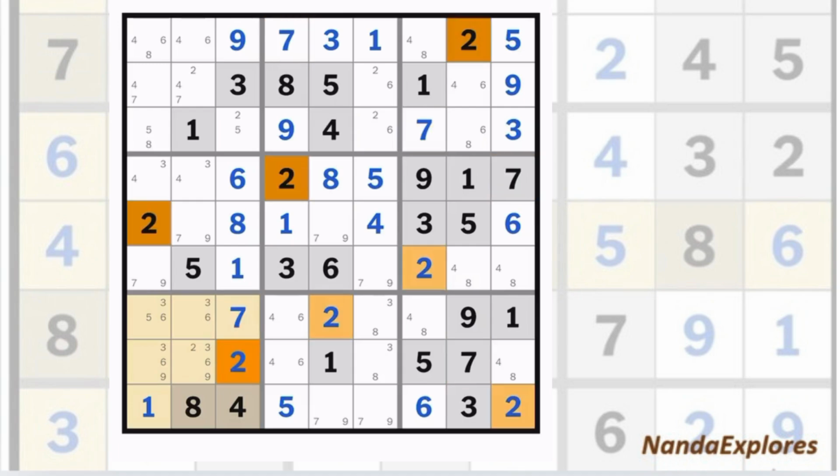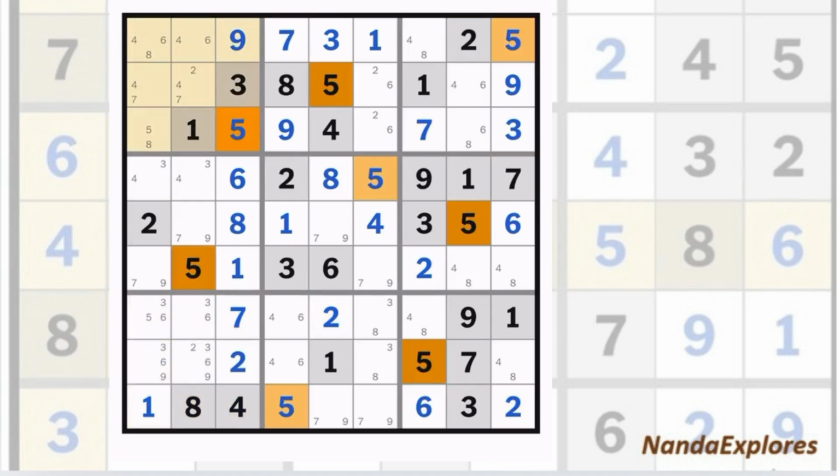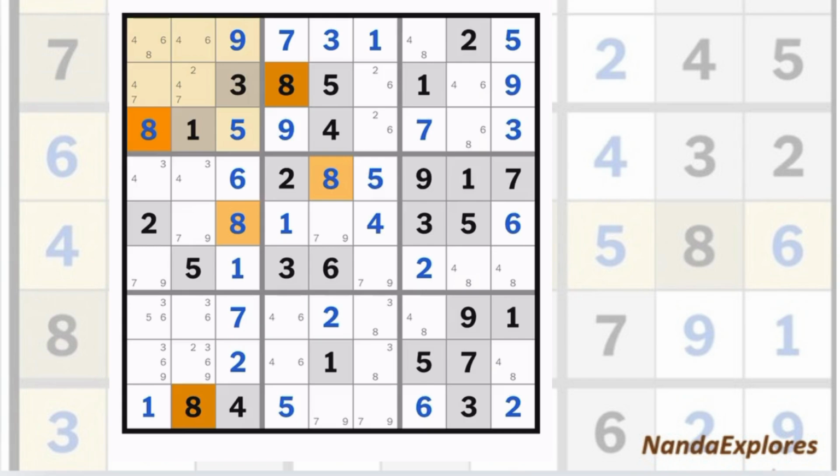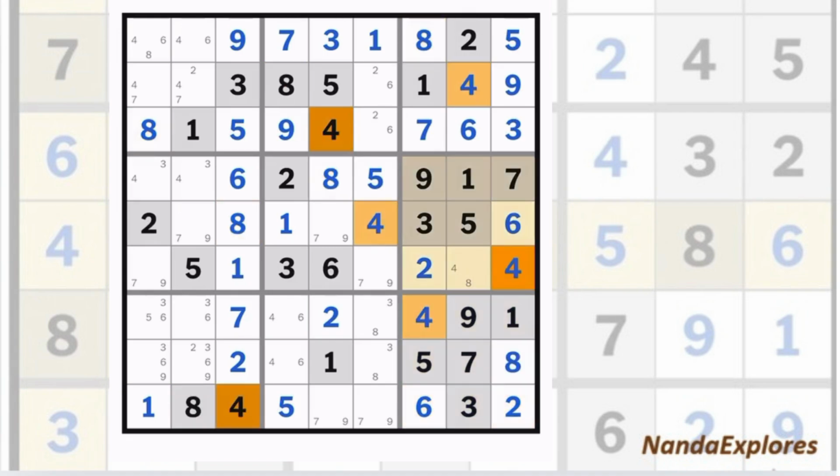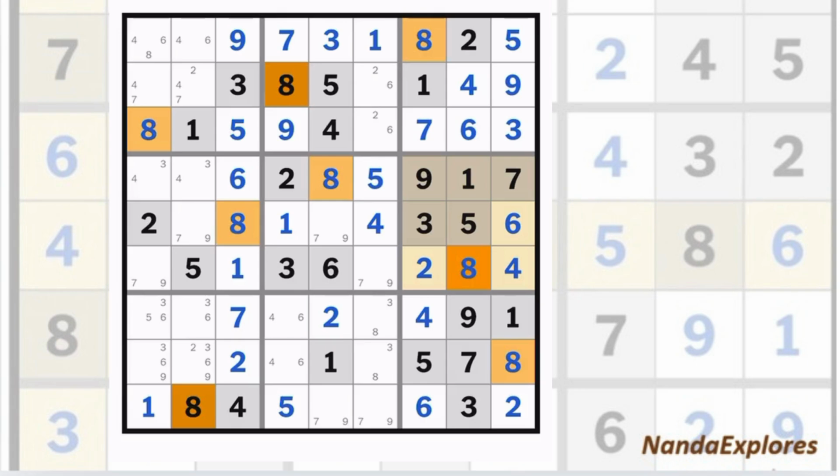So then this becomes a 2, and this becomes a 5, this becomes an 8. So if it's 8, this becomes a 6, and this becomes a 4, and this becomes an 8, and this becomes a 4. This becomes an 8, this becomes a 4, and this becomes an 8. Okay. So since this is 8, we remove 8 from here.